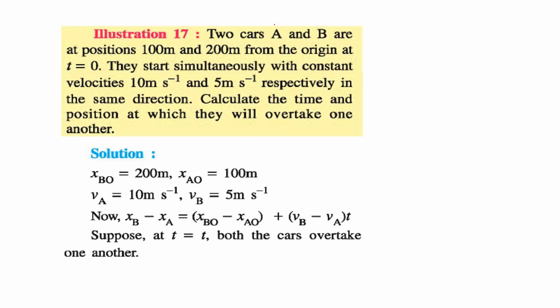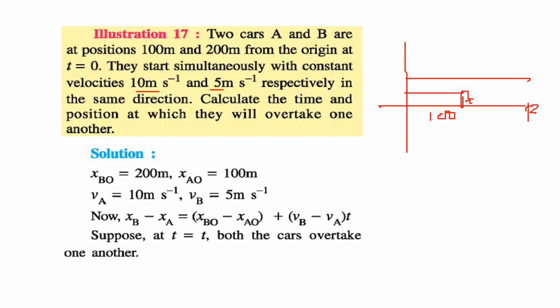Two cars A and B are at position 100 and 200 meter from the origin at t equal to 0. They start simultaneously with constant velocity this and this, respectively in the same direction. Calculate the time and position at which they will overtake one another. So what is given here is, first is A. So XAO is 100. Then we have B, which is at 200. XBO is 200, XAO is 100.